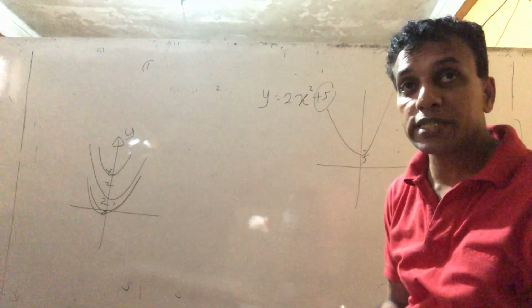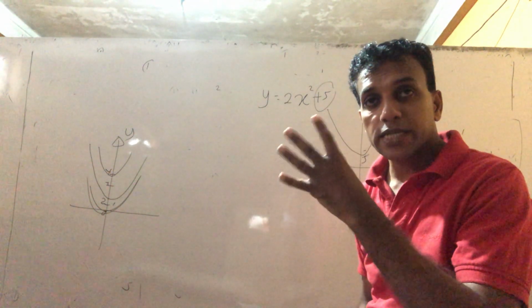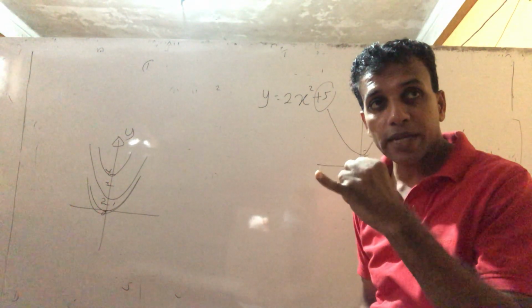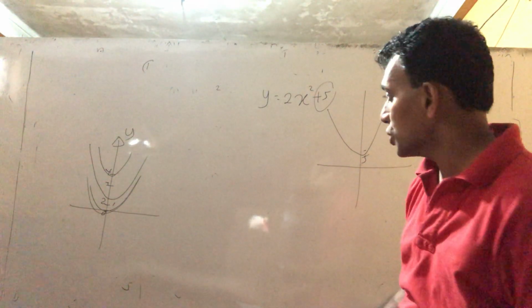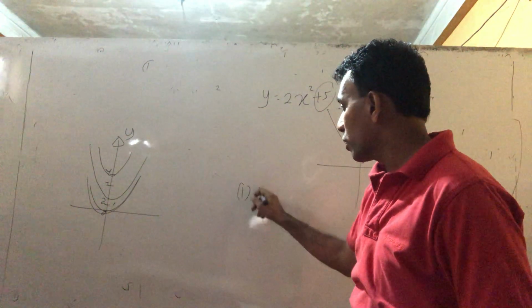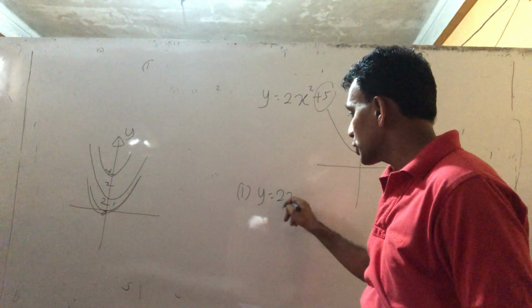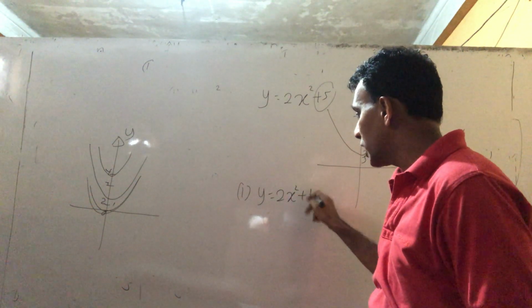So what happened? This 5 becomes what? 6 more means 6, 7, 8, 9, 10, 11. So what is the equation? Y equal, the new graph, 2x square plus 11.